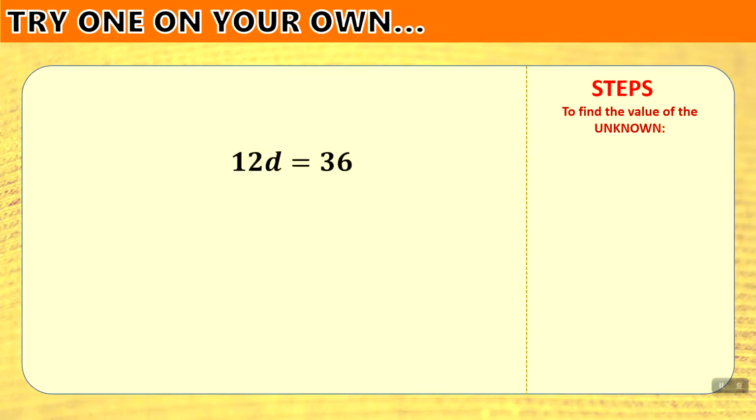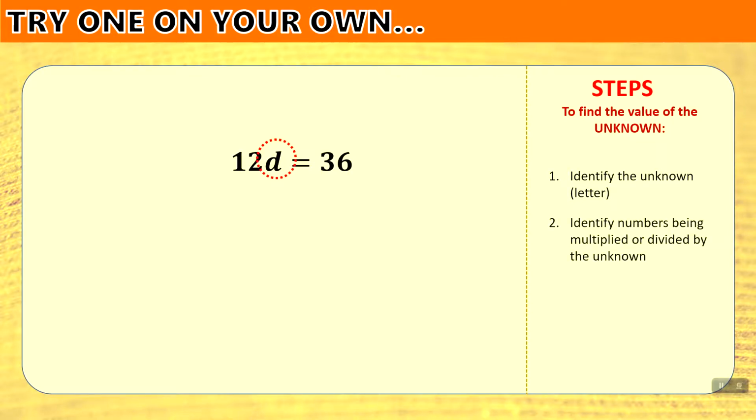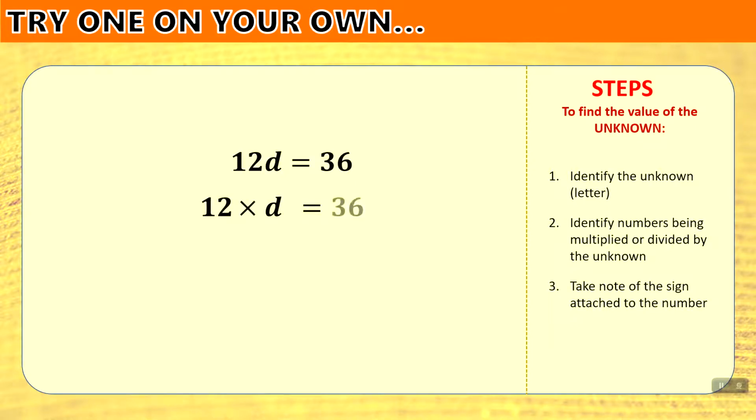So let's try one on your own. 12d equals 36. Identify the unknown. We know it's d. Identify the numbers being multiplied or divided. In this case, 12 is being multiplied by d. We take note of the sign. 12 is positive. And we know that 12d is 12 times d. If we rewrite this, we make that equal to 36. We need to now apply the opposite operation to both sides. Remember, the opposite of multiplication is division.